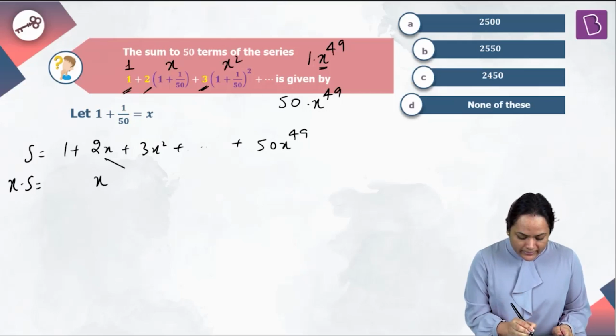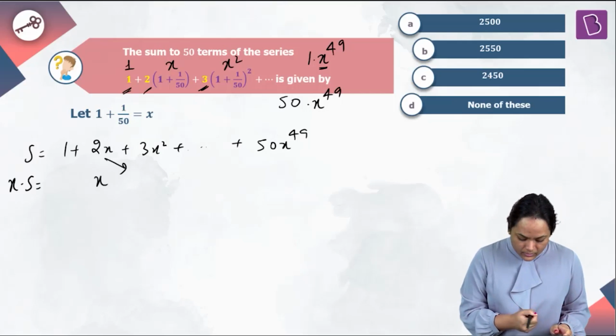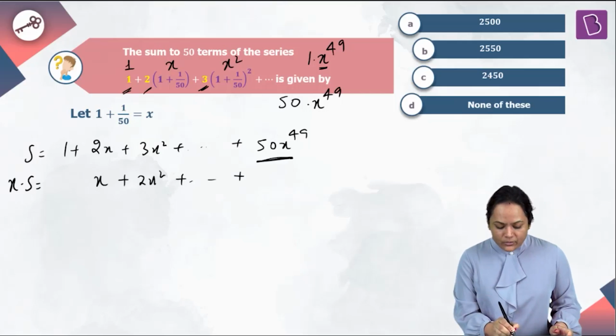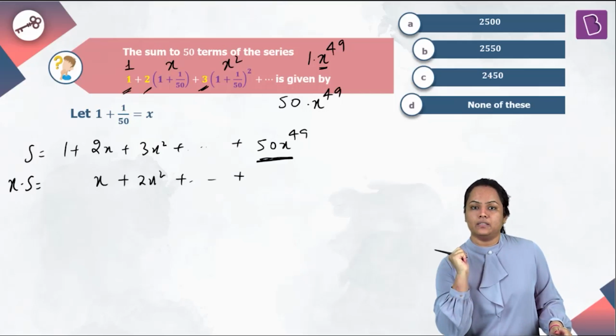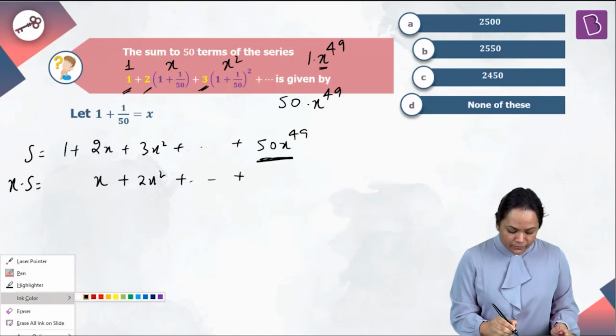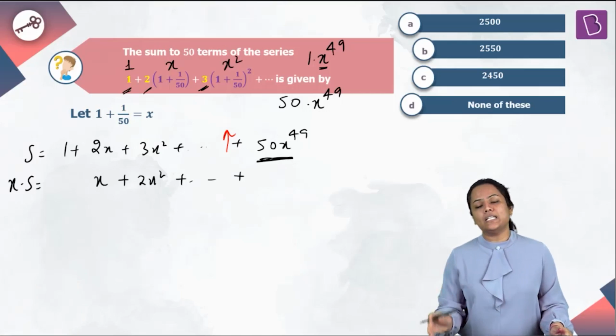Similarly, 2X multiplied by X will become 2X square. So the second term here is 2X square and so on. Below 50X raised to 49, what should I write? For that, I have to figure out what is the term which was before this part, that is 50x raised to 49. So what is that term?